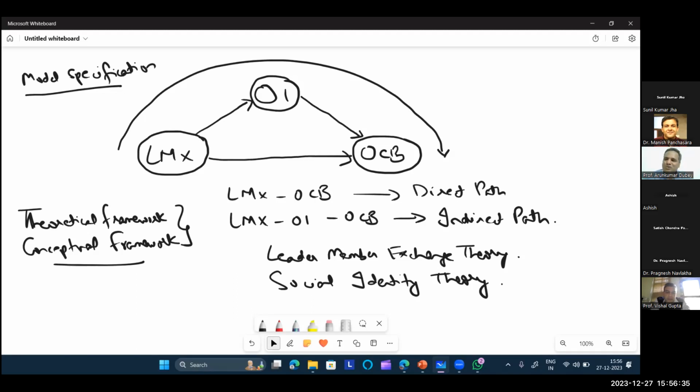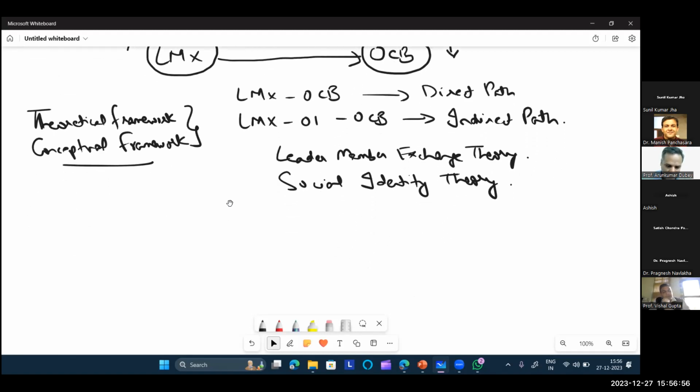Thank you. We are almost on the same page. In fact, I always had this confusion about theoretical framework and conceptual framework. And in research papers, we typically say, as you also said, conceptual model, conceptual framework. Right. So this is one model that we have proposed.